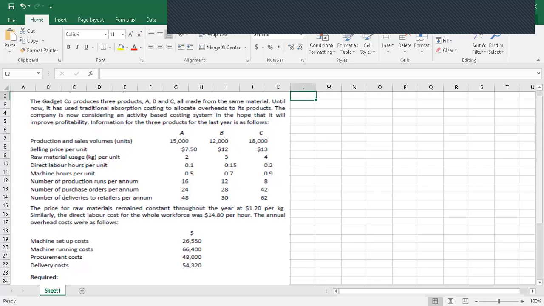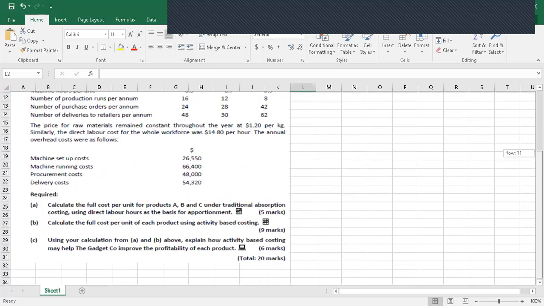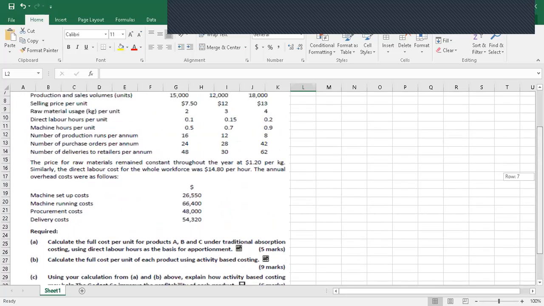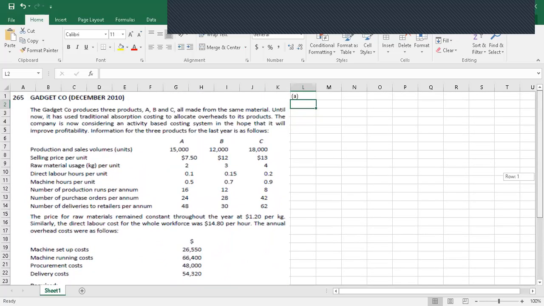The annual overhead costs were as follows. We see machine setup costs, machine running costs, procurement costs, and delivery costs. So we have a list of overhead costs that are incurred. This has to be apportioned based on, calculate the full cost per unit using the traditional costing using labor hours as the base. So we need to know how many labor hours were used so that these costs can be allocated to these three products based on the labor hours.